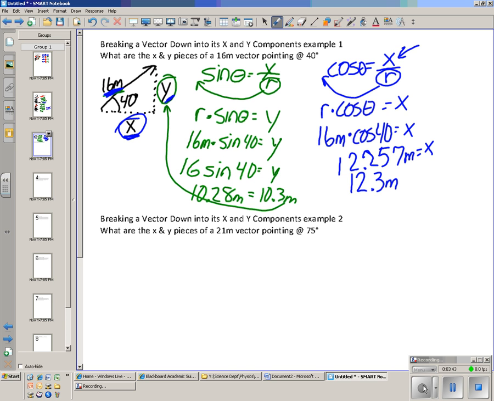So my x component, or finally my answer here, is 12.3 meters, and my value from here was 10.3 meters. Both of which are less than 16, so that's a good idea. And the fact that this angle is 40 would imply that the y-axis is approximately the same size as the x-axis, because remember, tangent of anything is just a ratio of the y over the x.